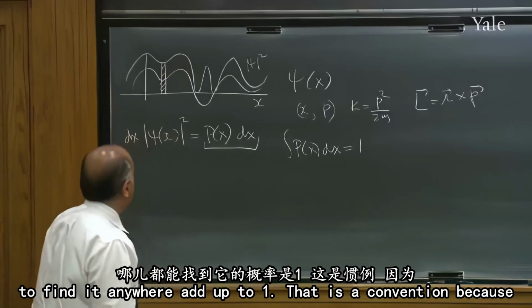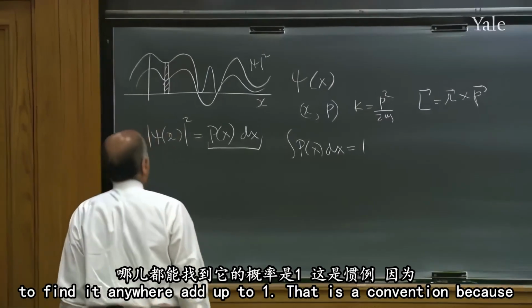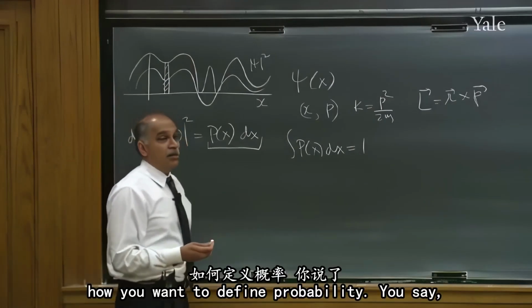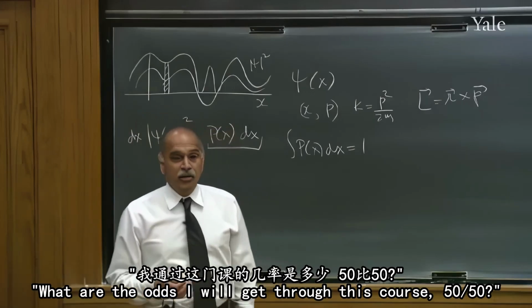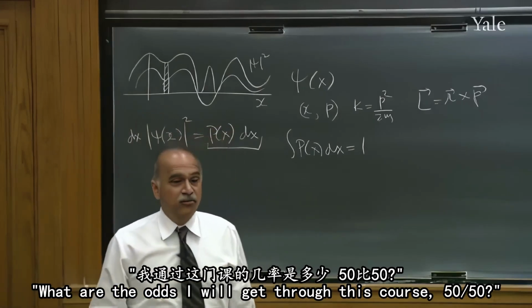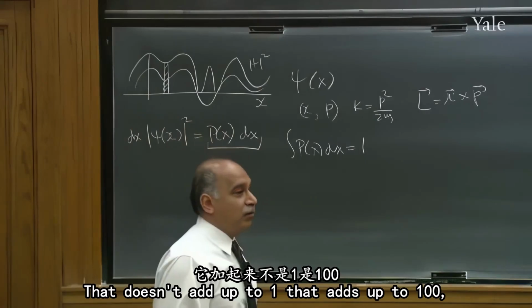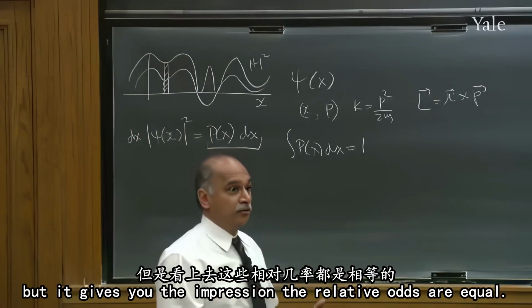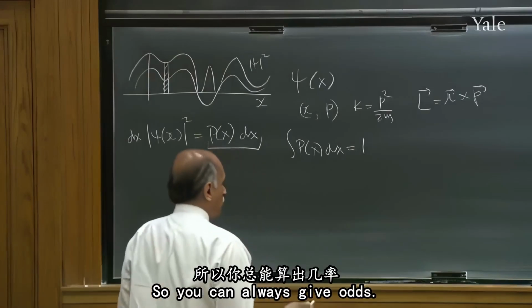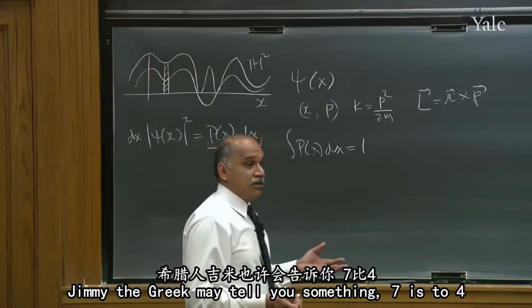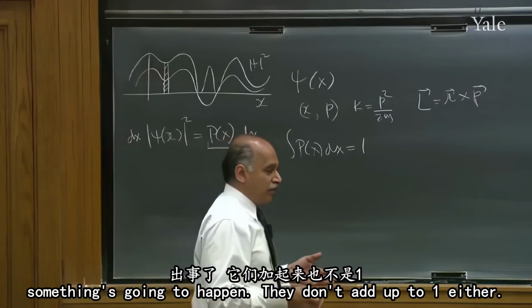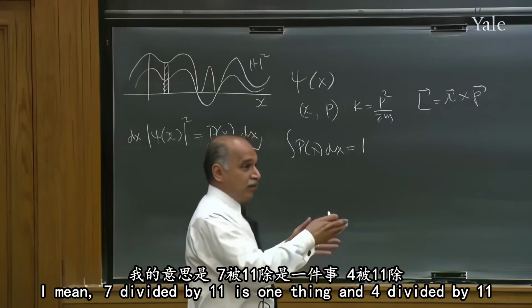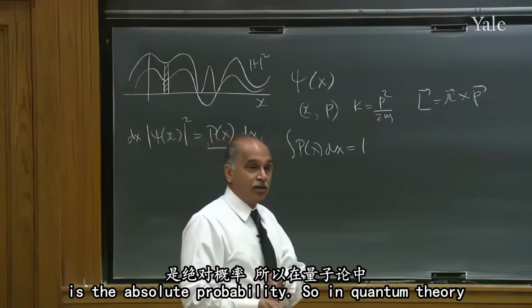That is a convention because, well, in some sense, it's up to you how you want to define probability. You say, what are the odds I will get through this course? 50-50? Okay, that doesn't add up to 1. That adds up to 100. But it gives you the impression the relative odds are equal. So you can always give odds. Jimmy the Greek may tell you something, 7:4, something's going to happen. They don't add up to 1 either. It means 7 divided by 11 is one thing, and 4 divided by 11 is the absolute probability.